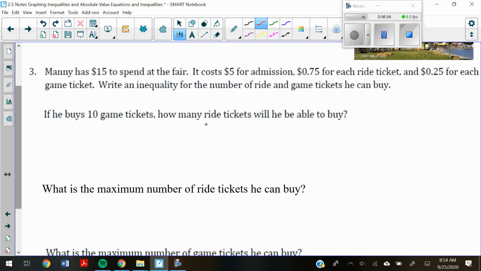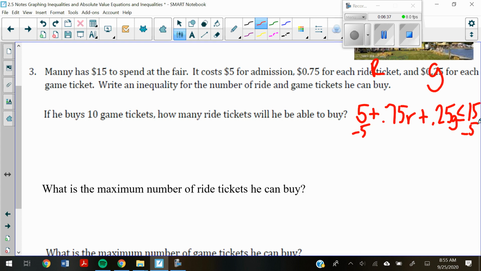So it costs him $5 for admission, plus 75 cents for each ride ticket. So I'm going to call that R. And 25 cents for each game ticket. So let's call that G. Okay, and he only has $15 to spend, so he can spend less than or equal to $15. So I want to clean that up a little bit. Oh, I forgot my G in there. So I'm going to subtract 5 over. And I have 0.75R plus 0.25G is less than or equal to 10.